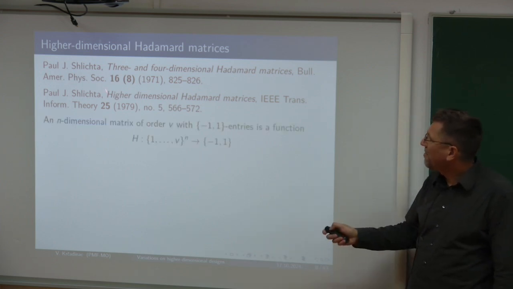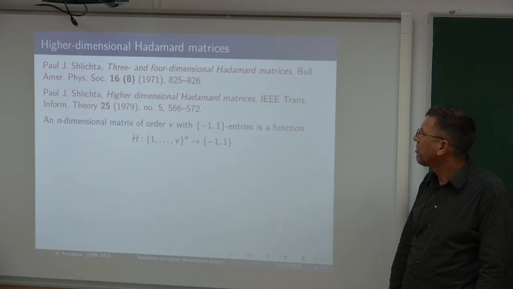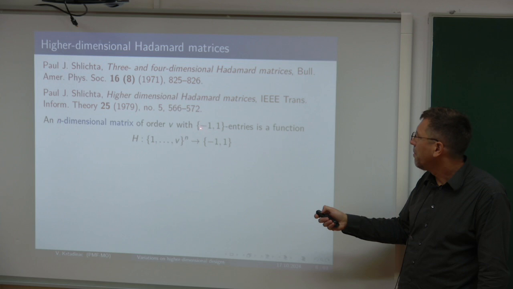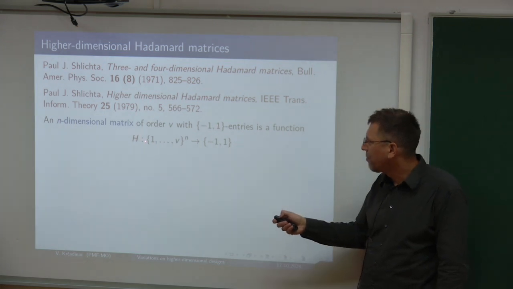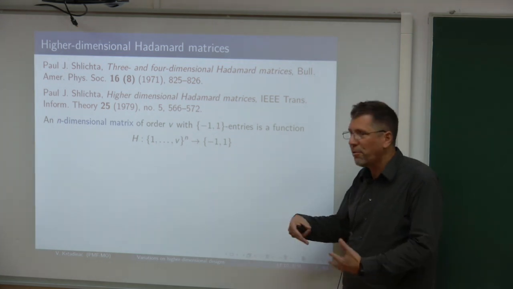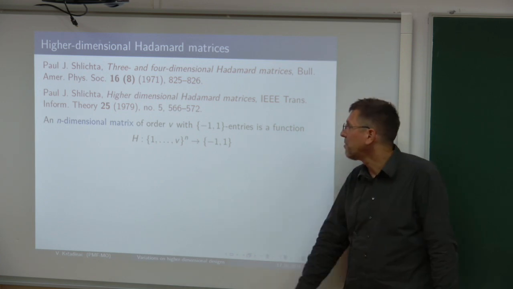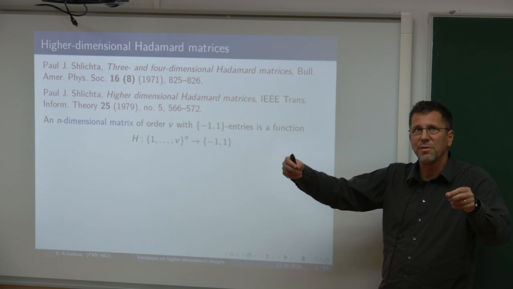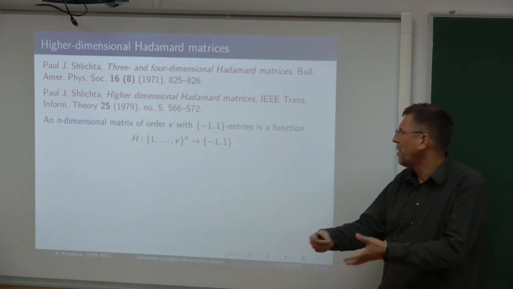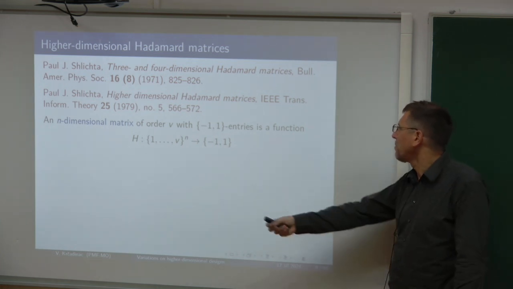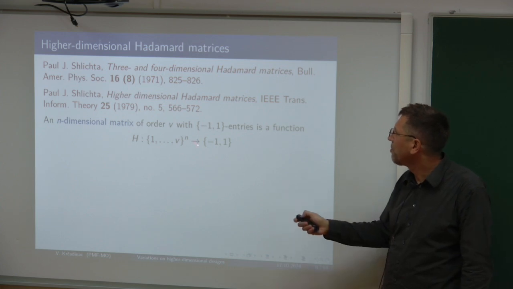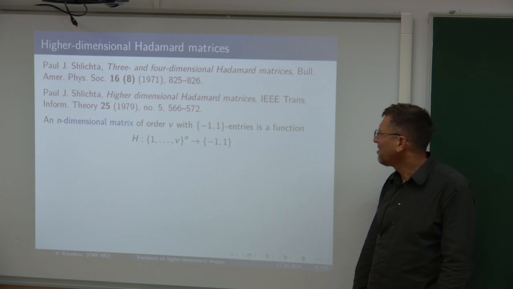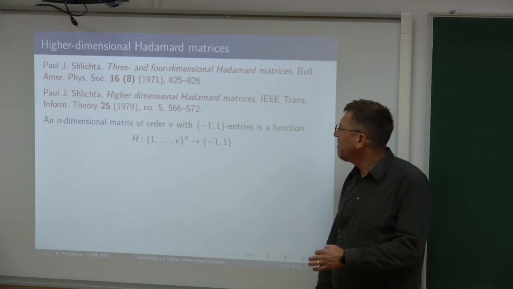So what was Schlichter's definition for an n-dimensional Hadamard matrix? First of all, an n-dimensional matrix with, let's say, plus or minus 1 entries is just a function from 1 to v to the nth power. This is a Cartesian product, so it's a function of n variables, which takes values in minus 1, 1. You can think of it as an n-dimensional array, a square array, let's say, v times v times v, and so on, n times. n is always going to be the dimension. So v is therefore the order.